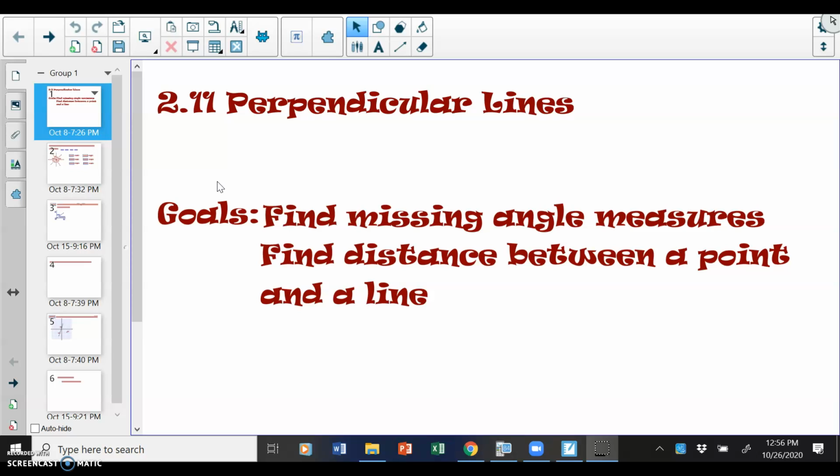This is what we're going to be doing today. It's 2.11, about perpendicular lines. So we're going to be finding missing angle measures, and we're going to be able to find the distance between a point and a line.